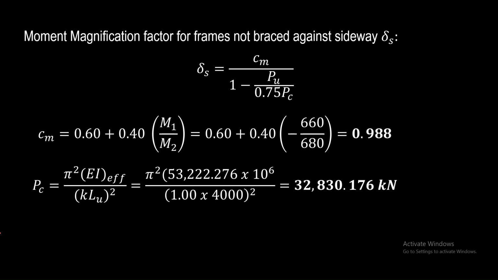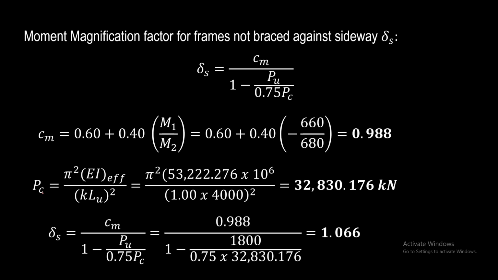Next, for the value of Pc, or the critical buckling load, we have pi squared EI effective, or the relative stiffness, over the KLu squared. Substituting EI effective, which is the previously computed value of 53,222.276 times 10 raised to 6, the effective length factor of 1.0, and the unsupported length of 4,000 squared, we have the critical buckling load of 32,830.176 kilonewtons.